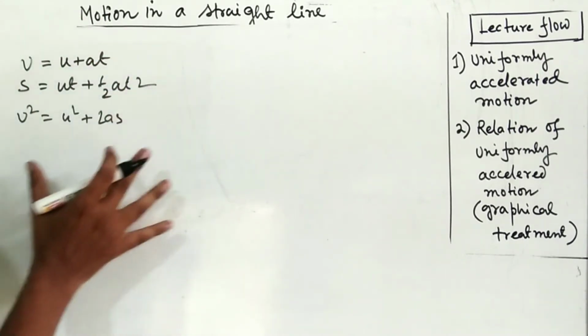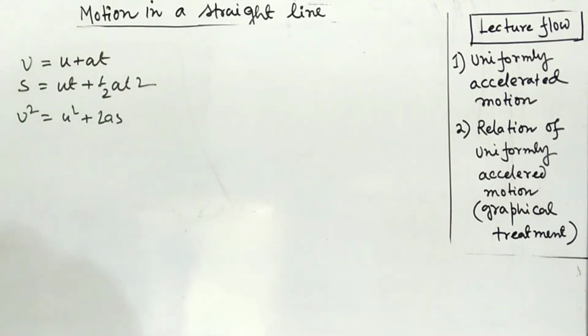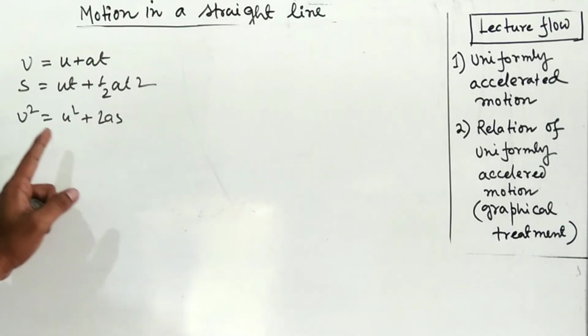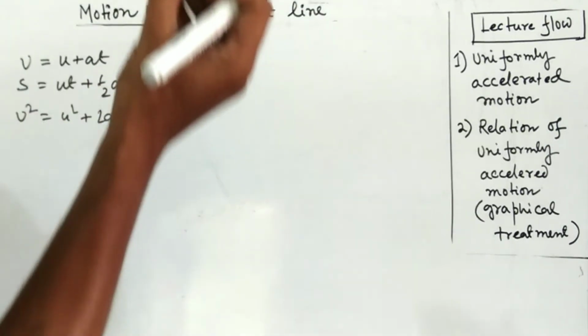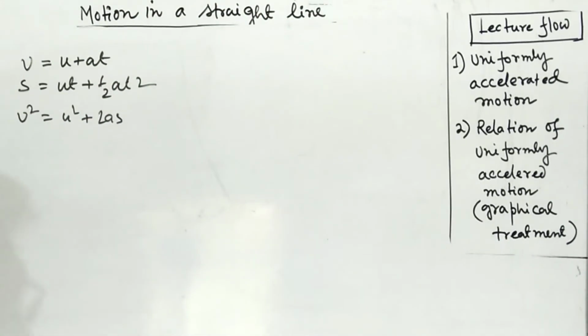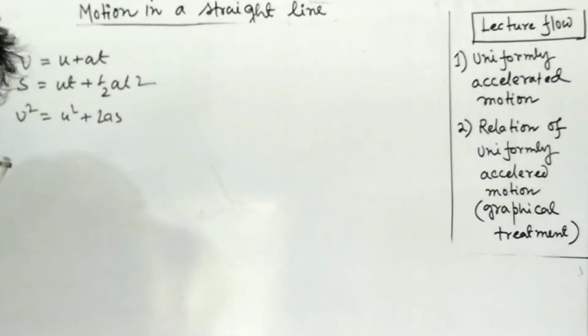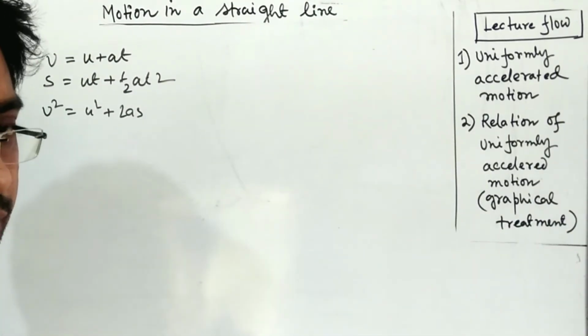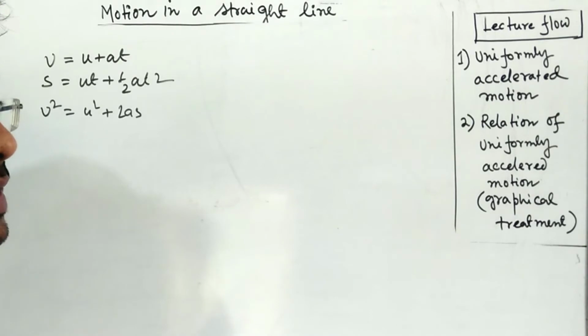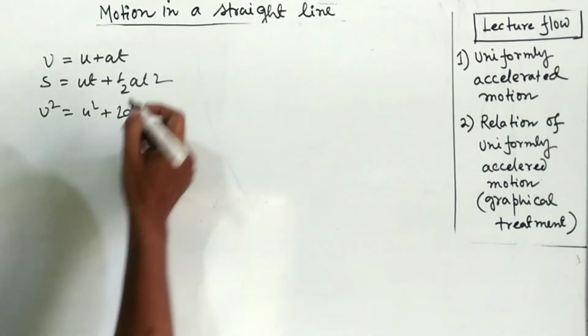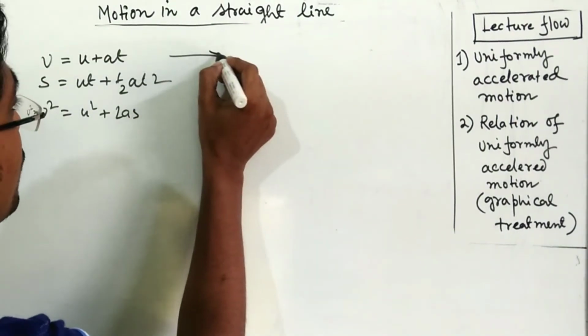Actually these equations of motion are valid everywhere, but especially if we take the body under vertical motion under gravity, the body is moving downward or going upward under gravity, under uniform acceleration, then we can transform these equations.